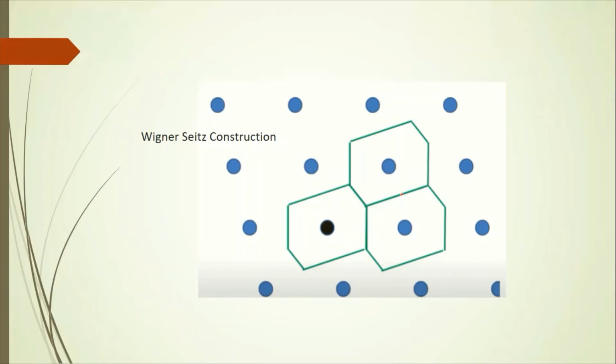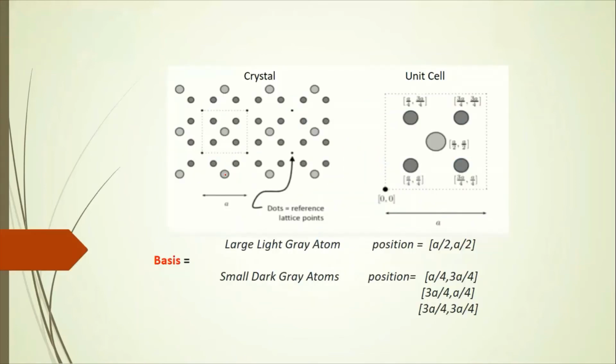For such Wigner-Seitz constructions, it's a bit complicated because it's a slightly more complicated arrangement of atoms and it becomes more complex. So I think no, we need to move further. Here is the next slide.